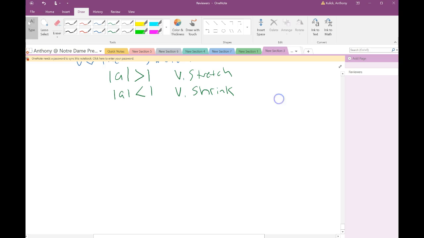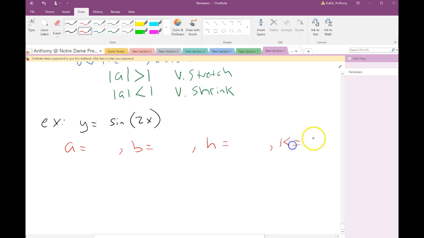Let's do another. Actually, for the sake of consistency, let's do this. Let's say we do y equals sine 2x, and we want to graph this on that same -2 pi to +2 pi interval. So how do we start? We want to identify the A, B, H, and K.